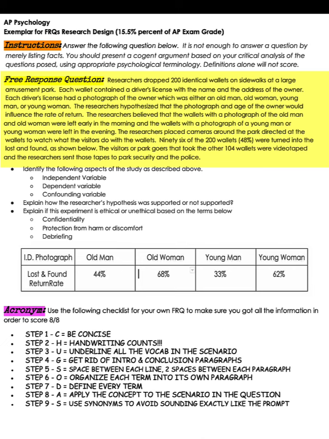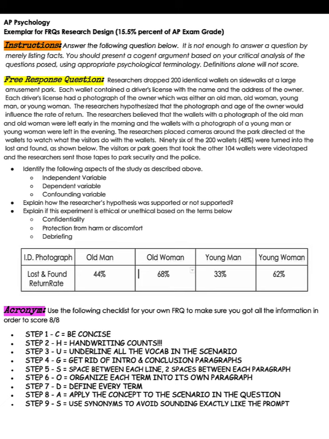The researchers placed cameras around the park directed at the wallets to watch what the visitors do with each of the wallets. 96 of the 200 wallets, 48%, were turned into the lost and found, as shown below. The visitors or park goers that took the other 104 wallets were videotaped, and the researchers sent those tapes to park security and the police. Identify the following aspects of the study as described above.